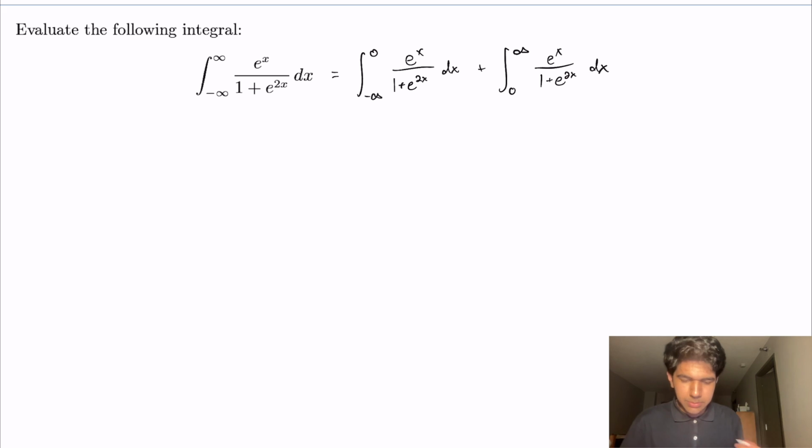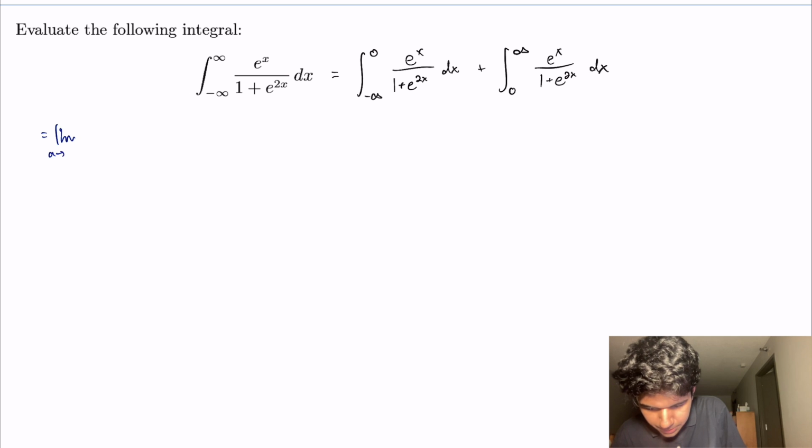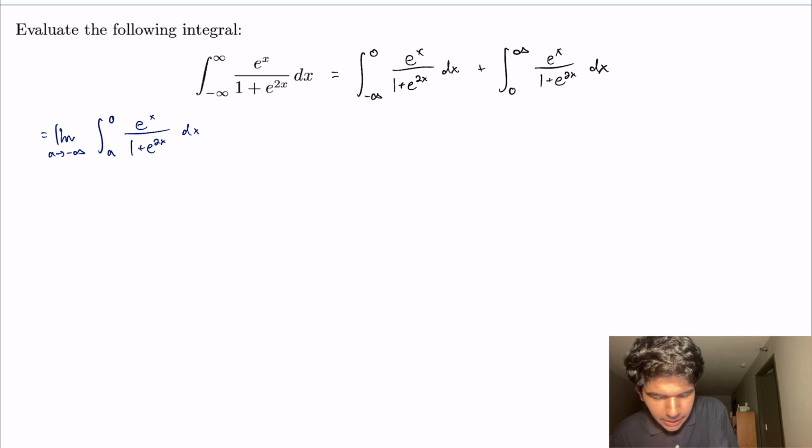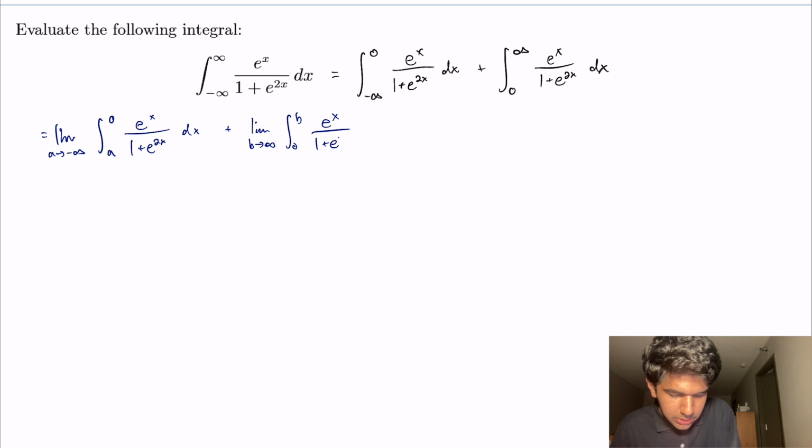Let's just write it in terms of the limits, what we're looking for. So we can say that this is equal to, I'm actually going to write it over here. So for the first one, we can take the limit as a approaches negative infinity of the integral from a to 0 of e to the x over 1 plus e to the 2x dx. And for the second one, we'll use another limit, but let's use a different variable just so we're not getting confused. And this is the limit as b goes to infinity of the integral from 0 to b of e to the x over 1 plus e to the 2x dx.